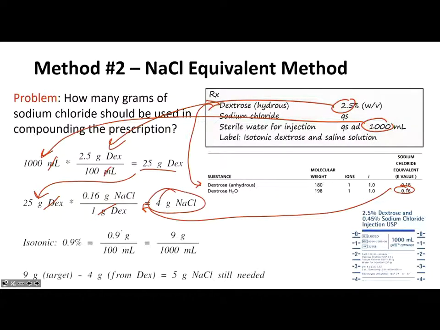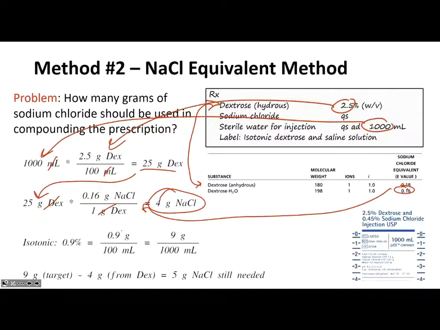We know that our 2.5% of dextrose in a liter bag will provide the equivalence of 4 grams of sodium chloride. Is that enough? That's the next question. How much is enough? What is our total? What is our target? You don't know what our target is yet. So our target is to be isotonic, which is 0.9%, which is 0.9 grams per 100 milliliters. Just multiply the top and the bottom by 10. That's the same as 9 grams per 1,000 mils.